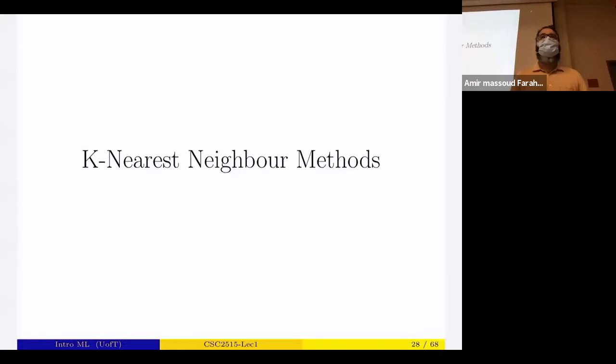So let's start. Last time we started talking about the introduction of machine learning, what the problem is, and then started talking about one method, specifically K nearest neighbor. And now I'm going to continue talking about KNNs and then move to the next lecture, which is on decision trees.